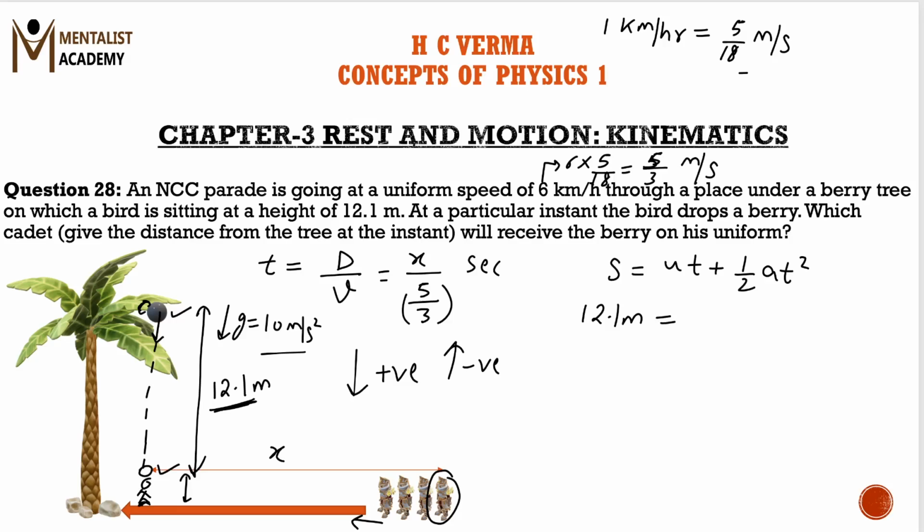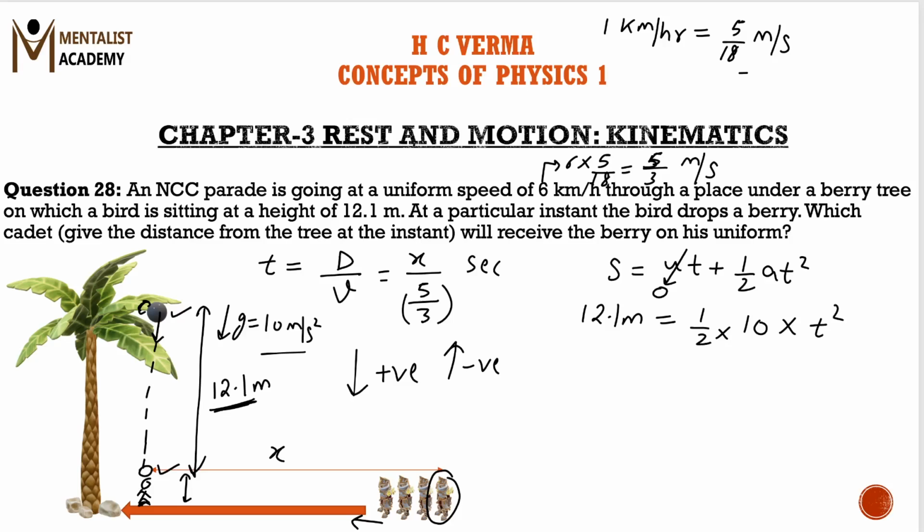The initial speed of berry is 0 meter per second because the berry is dropping. It is not thrown with some speed. It is dropping, therefore this quantity is 0. So we will just simply put the value of a in this equation. g is also downward, acceleration is equal to g, so we will take it as positive. So let us take the value plus 10 into t square.